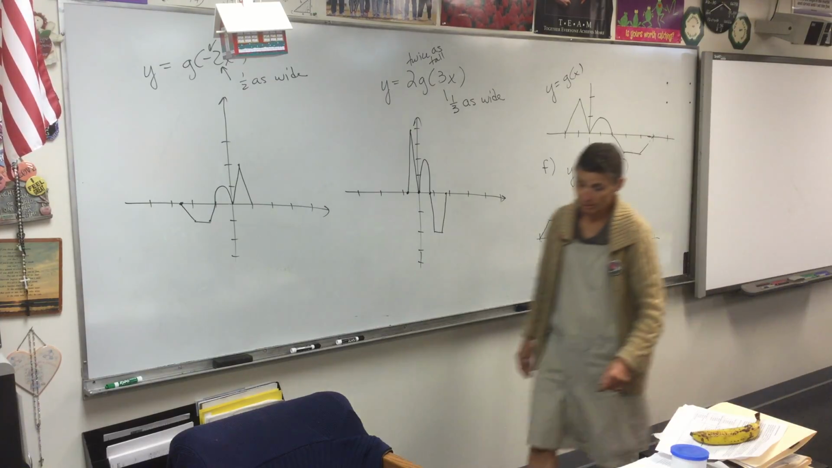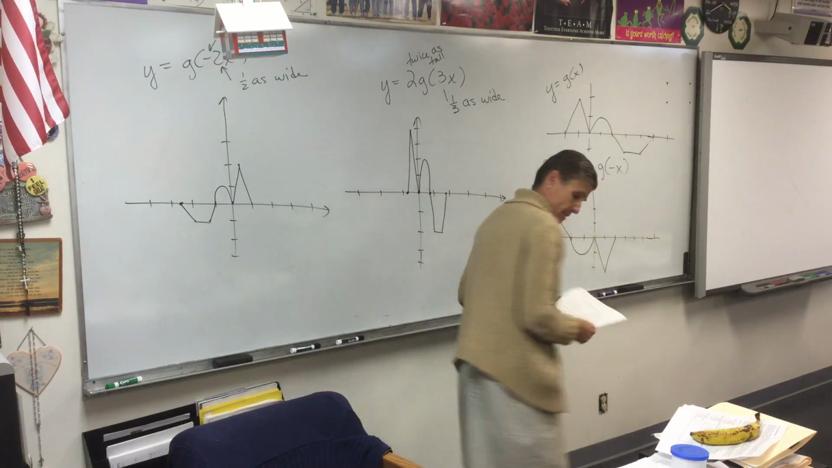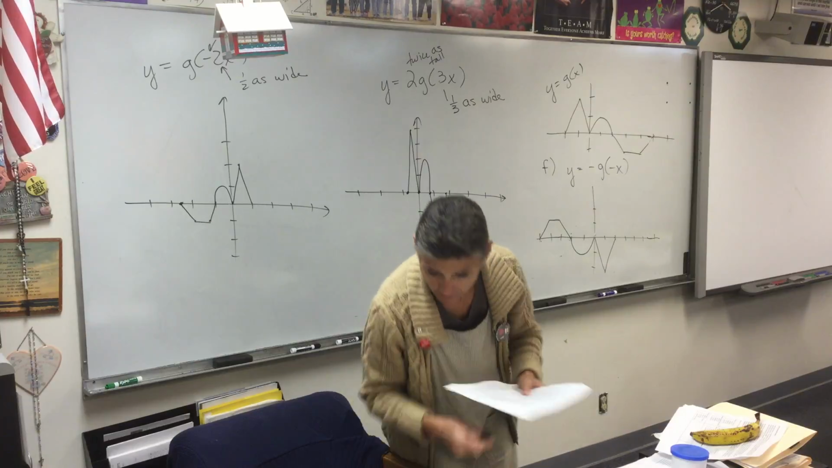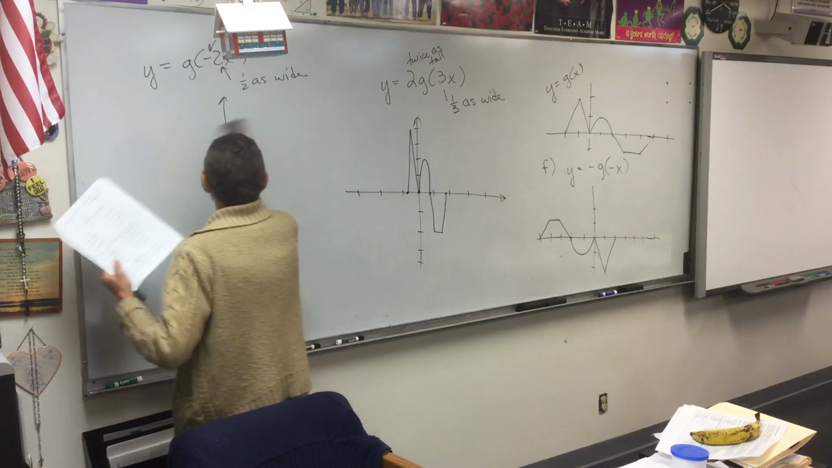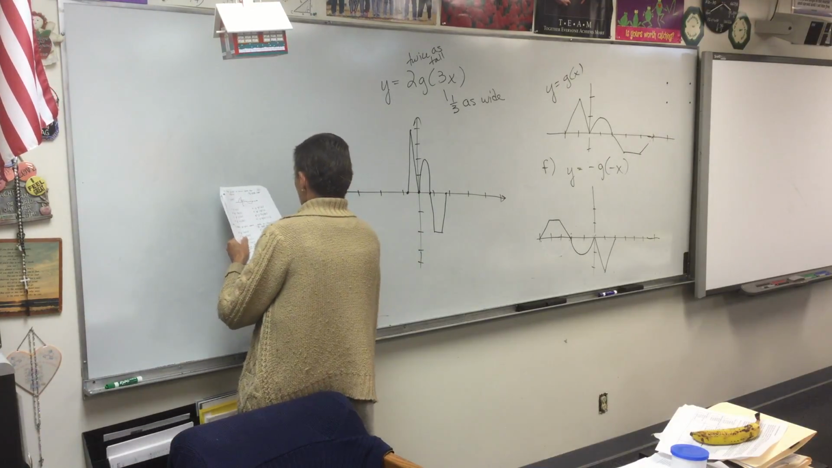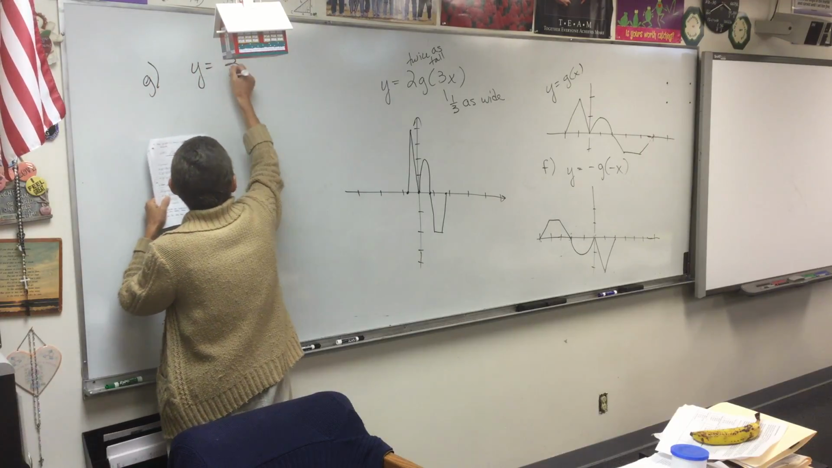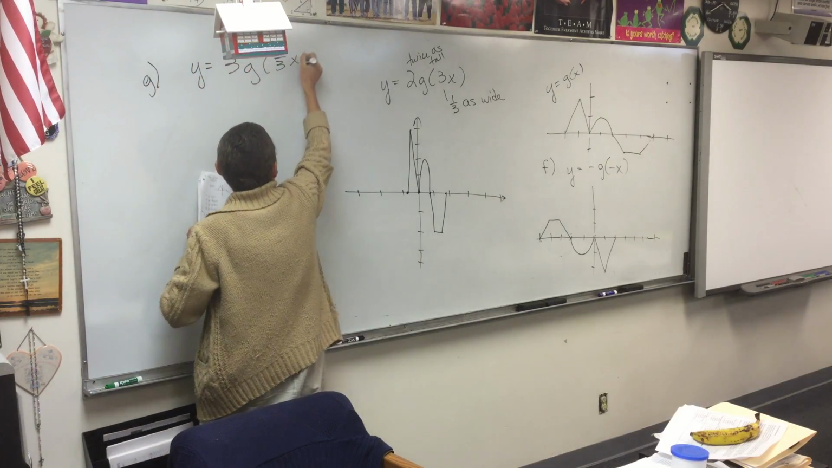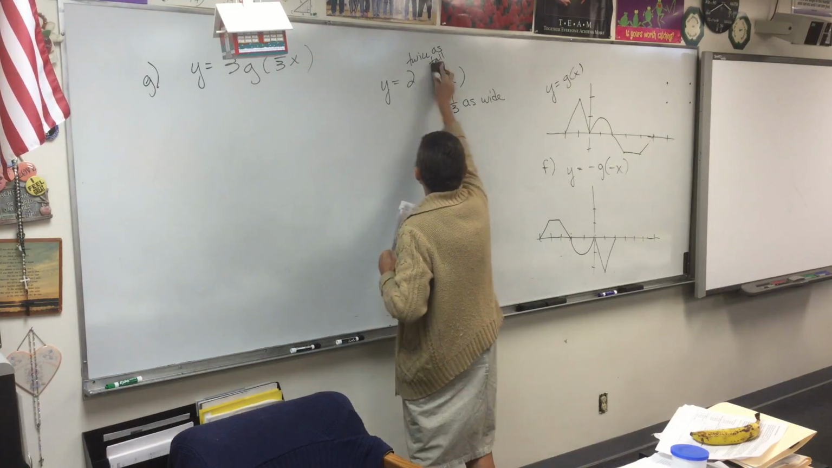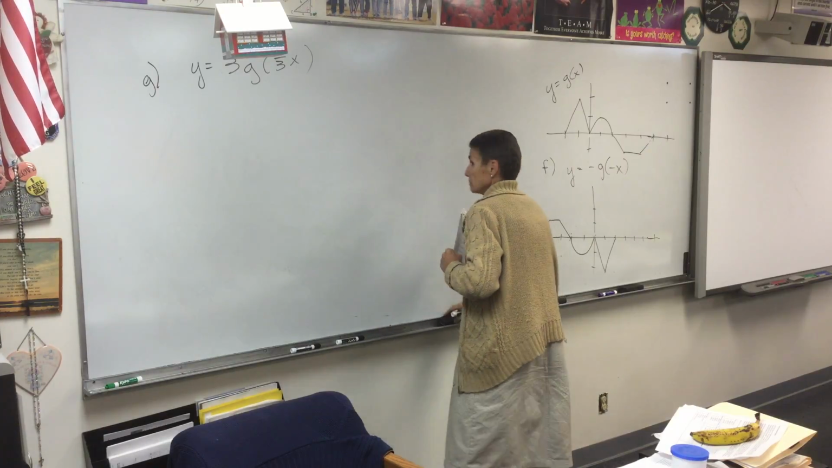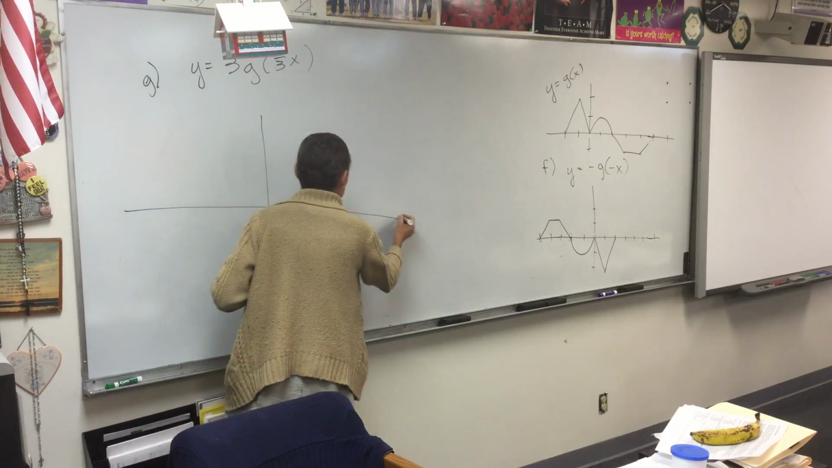All right, a couple more. Then we have one more new thing to learn, and then we'll be done learning new things today. All right, so next. We've got problem G, which says y equals 3g of 1/3 x. I should not have given you this on your graph paper.